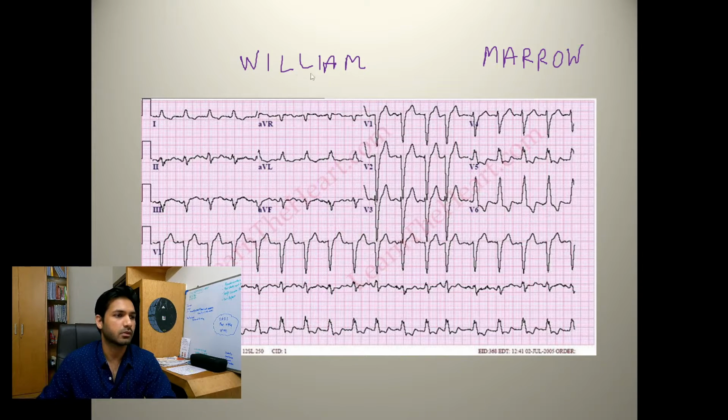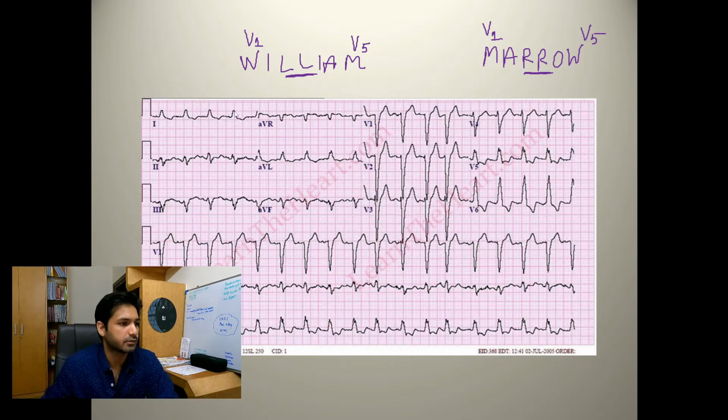Okay, so William is the left bundle branch block, Marrow is the right bundle branch block, and for left bundle branch block you look for a W wave in V1 and an M wave in V5. For right bundle branch block, you look for an M wave in V1 and a W wave in V5.